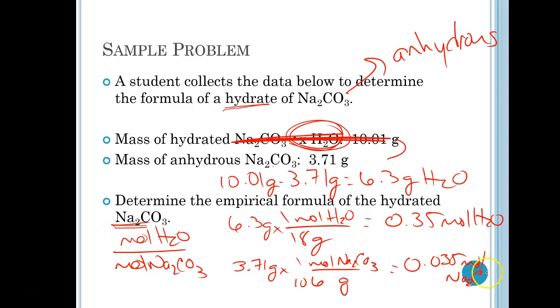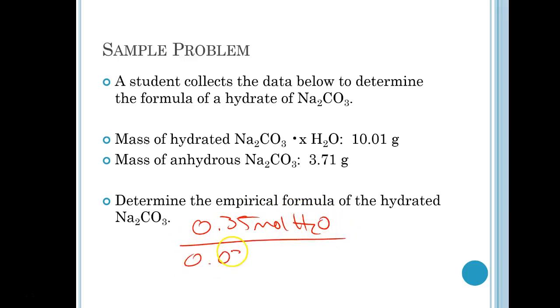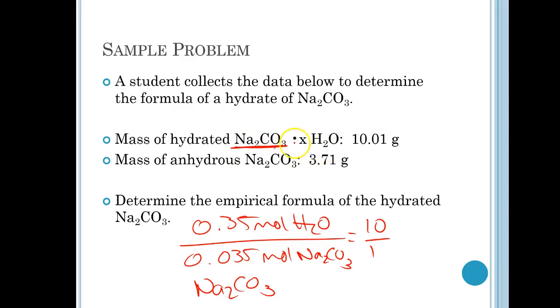So I'm going to erase the ink here for a minute. And what I had was 0.35 moles of water, 0.035 moles of Na2CO3. Divide that out, it tells me it's a 10-to-1 ratio. That means my formula is Na2CO3, that hasn't changed, and instead of X, I'm going to put in that 10. Dot 10 H2O.